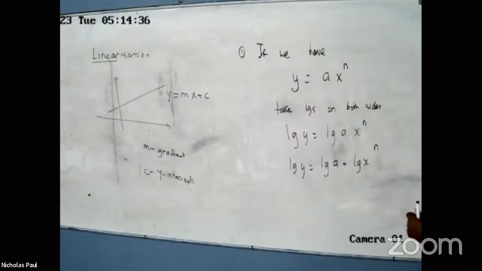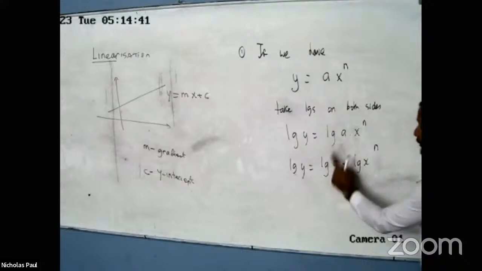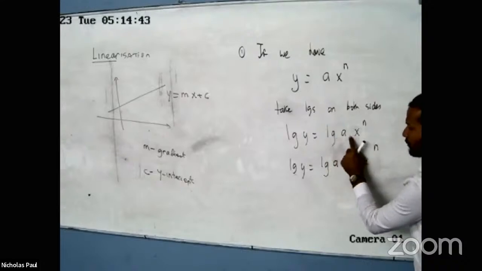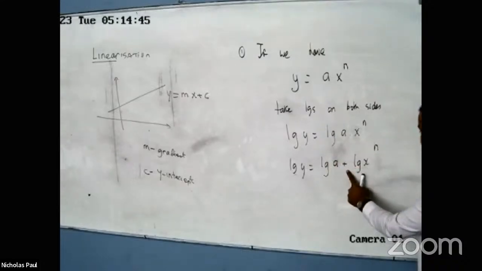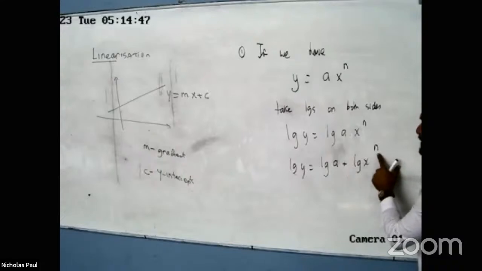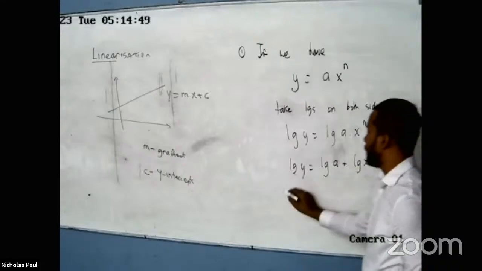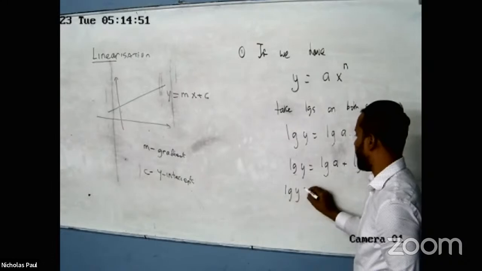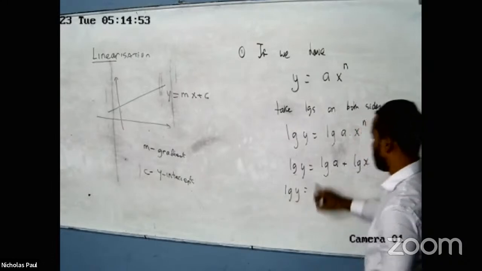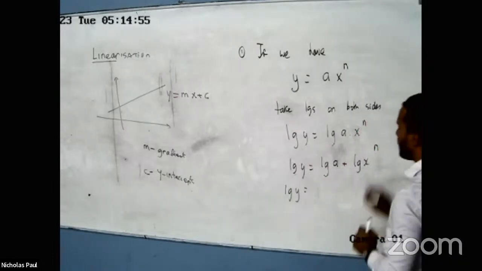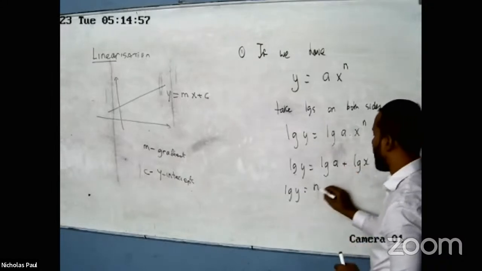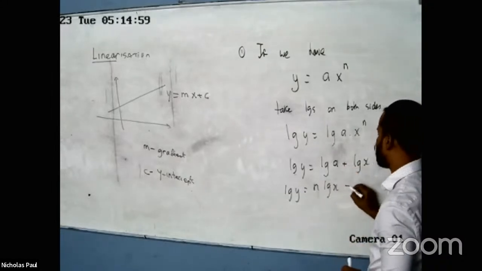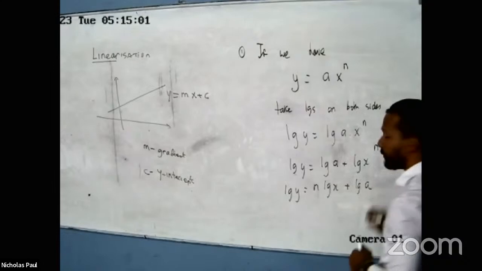Are you okay with that? So you have the log of a product and you split it up with addition. Then I can take this power and bring it in front here. And I'll be left with log y is equal to n log x plus log a.